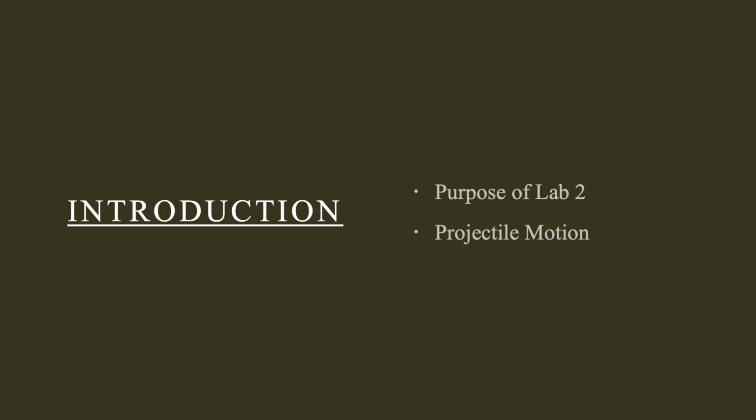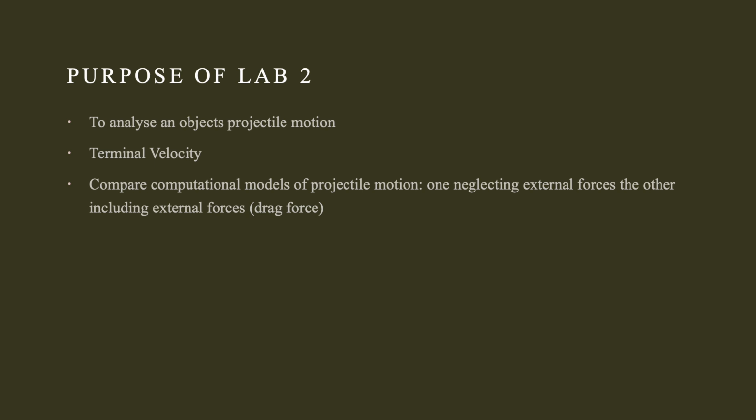Now I will be going over the purpose of Lab 2 and projectile motion. The purpose of Lab 2 was to analyze an object in projectile motion, and I analyzed a bunched up piece of paper that we threw as a projectile, like you would a basketball. We were trying to see terminal velocity, and we also wanted to compare the computational models of the projectile motion, one including the drag force and one neglecting all external forces.